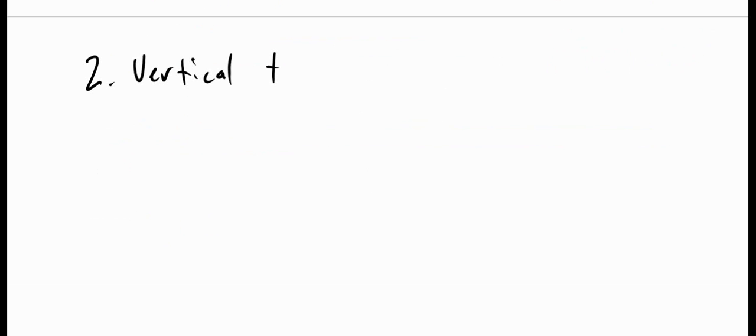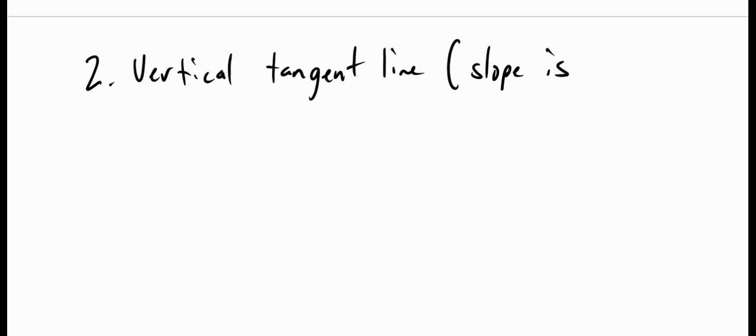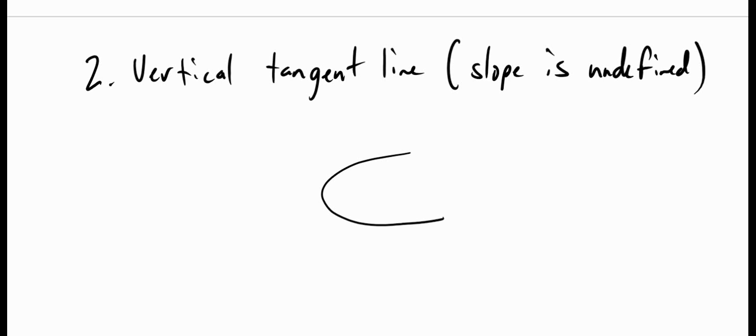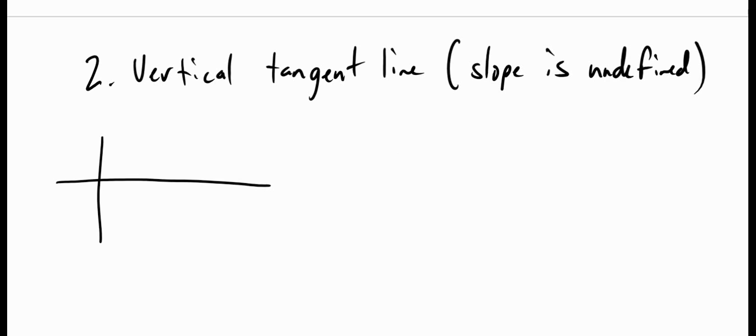A vertical tangent line. So the slope, goes back to what Emma said, is undefined. What if I drew something like this? Well, that's not a function. So that wouldn't really count. That's one that you've probably seen before. Maybe you would think of something that is a function.